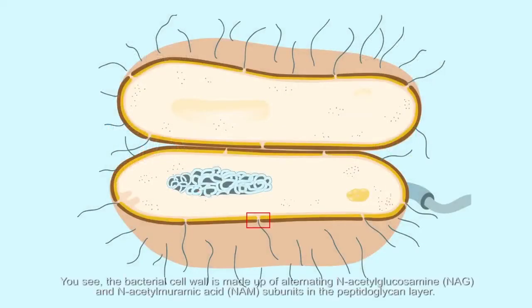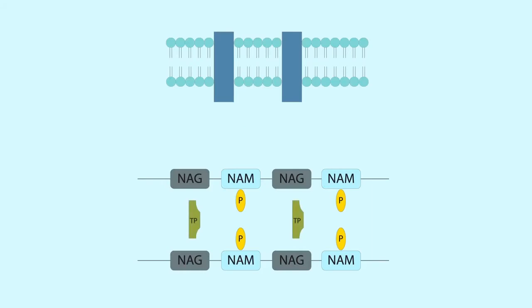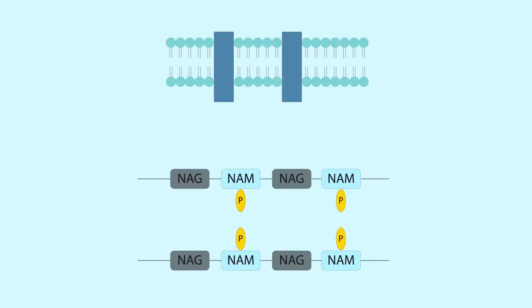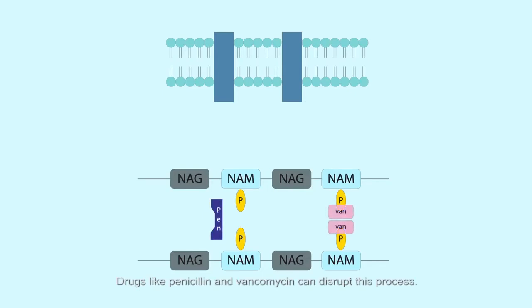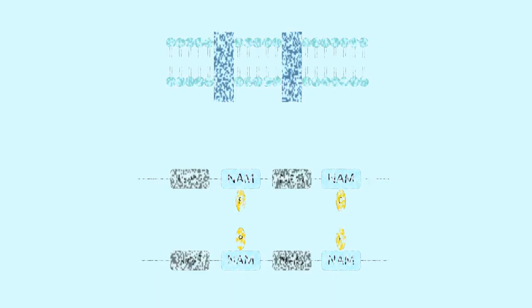You see, the bacterial cell wall is made up of alternating N-acetyl-glucosamine and N-acetylmuramic acid subunits in the peptidoglycan layer. The cross-linkages between each row are formed by transpeptidases through a process called transpeptidation. Drugs like penicillin and vancomycin can disrupt this process. Without the cross-links, cell lysis occurs easily.